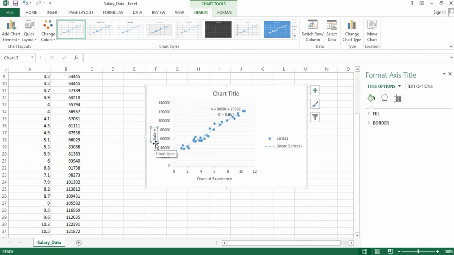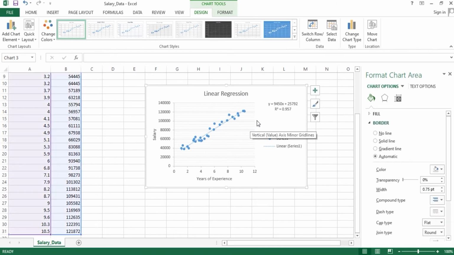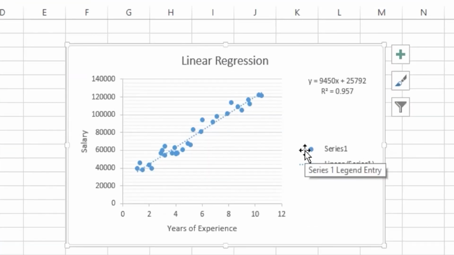We can change the axis titles. The x-axis is for years of experience and the y-axis is for salary. We also change the title of the graph, say, linear regression. After that, notice the linear regression equation that we have got.